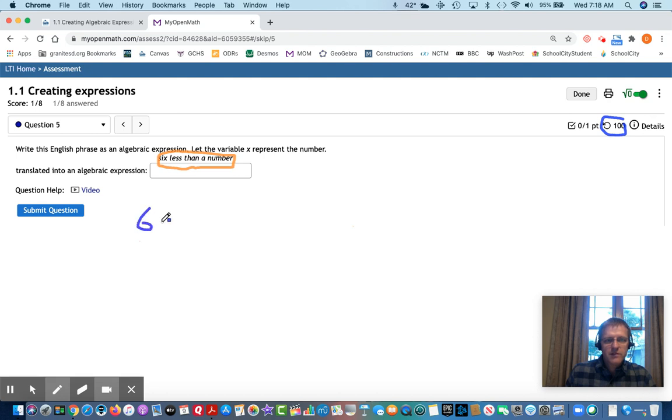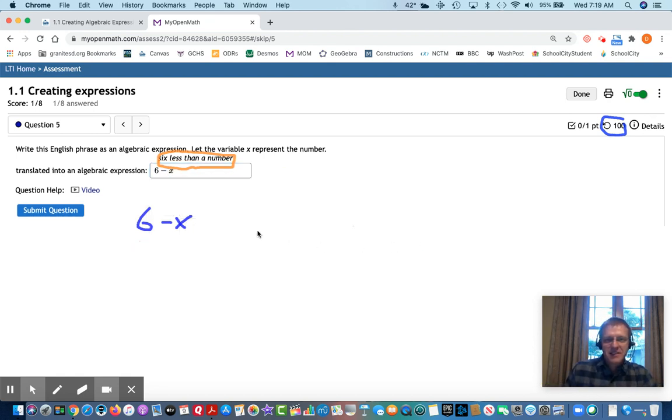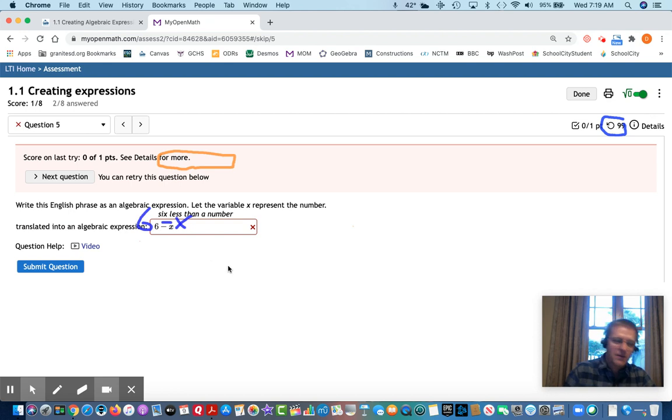So I get a lot of students that do this, and then they get it wrong, and then they say, oh, I guess I suck at math. I'll just quit and drop out. Don't do that. All right. So they do this. They do 6 minus x, and they submit it, and they go, oh, it's red. I guess I'm stuck.